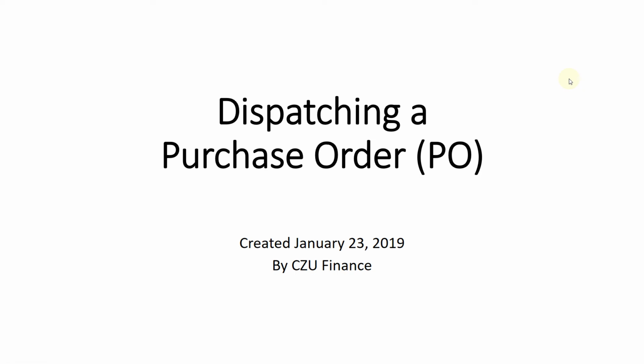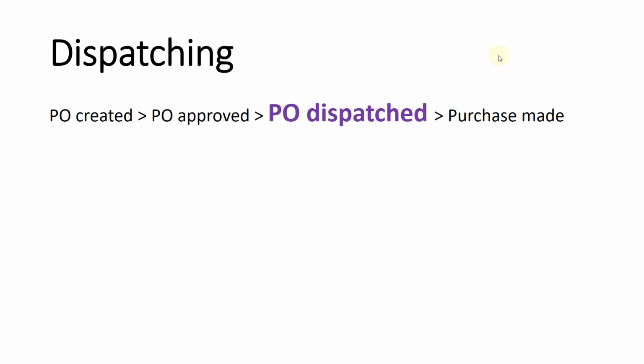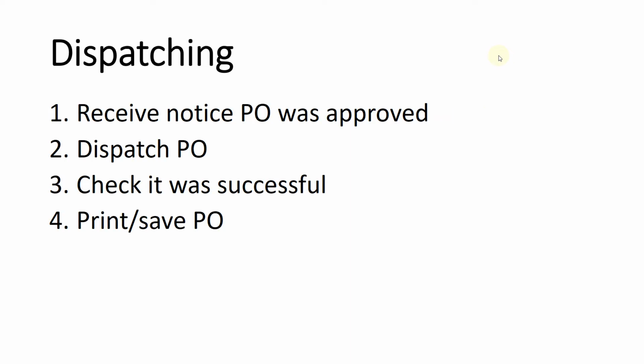Dispatching a purchase order in Fiscal. This is a relatively easy process that you will complete after a purchase order that lists you as the buyer has been fully approved and before you make the purchase. There's a few steps in this process.